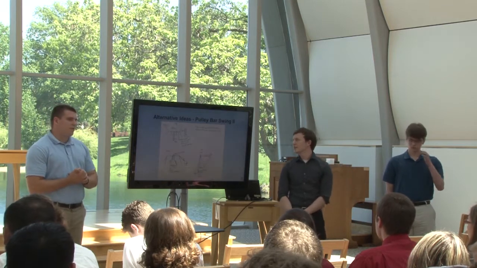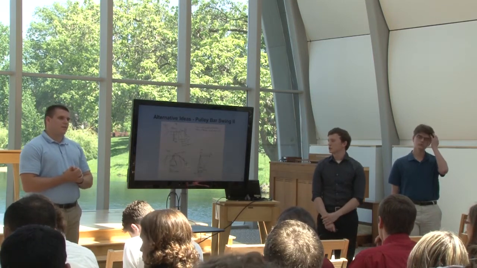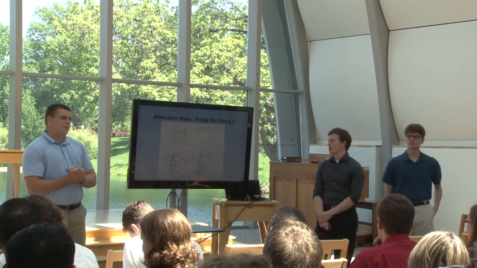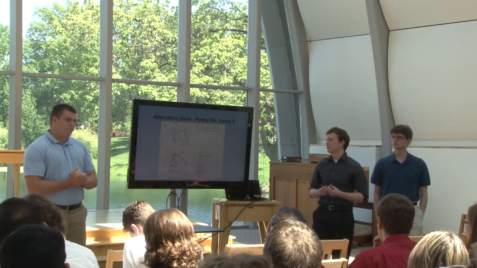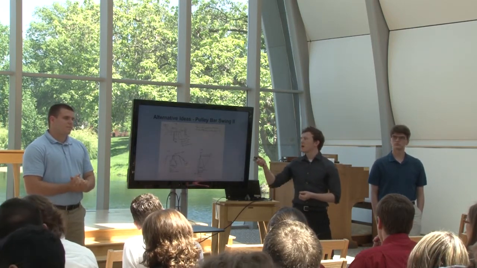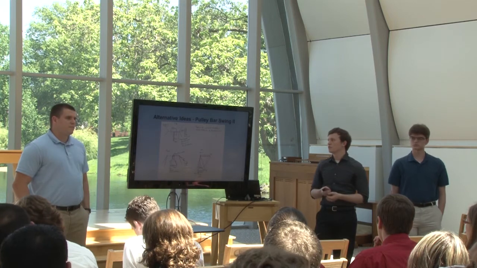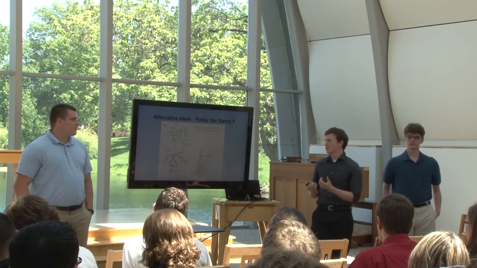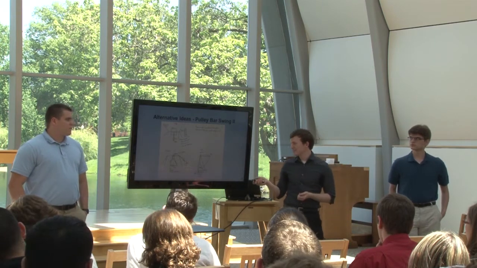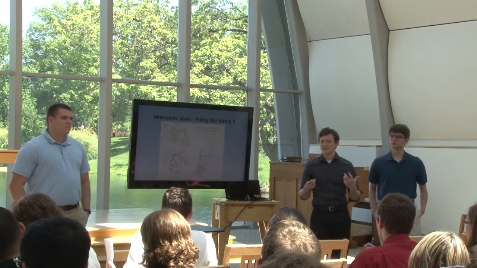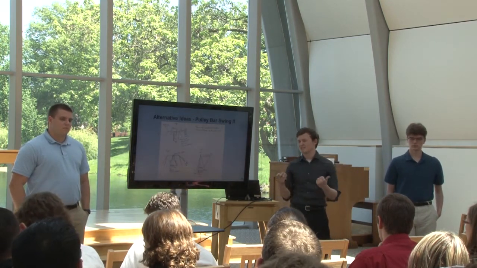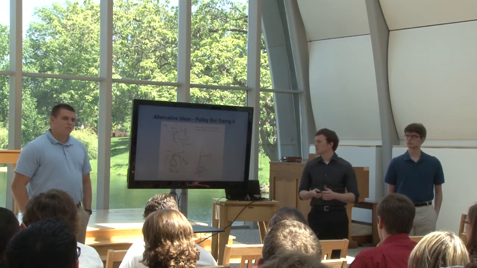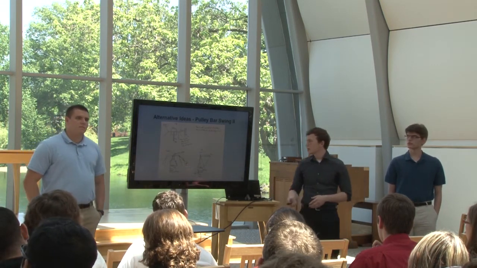The second alternative idea was the pulley bar swing 2, which was a reformulation of the pulley bar swing 1, which was an attempt to simplify the previous pulley bar swing by creating an attachment mechanism which fixed directly to the top of the swing set. We did realize, however, that this created a potential safety concern, and it didn't reduce the cost, and it didn't significantly reduce the complexity like we thought.